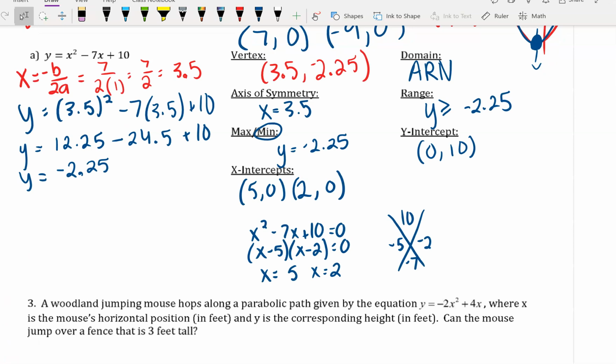Guys, here are the answers. The vertex was a little bit ugly with some decimals, but remember, axis of symmetry is just the x-coordinate of your vertex. And then the min or max is always the y-coordinate of your vertex. The y-intercept is always the c value when it's in standard form. And to find the x-intercepts, we factor.